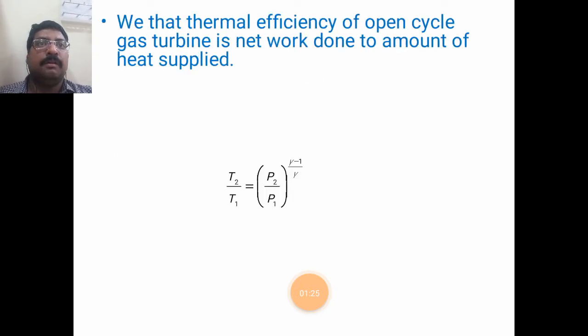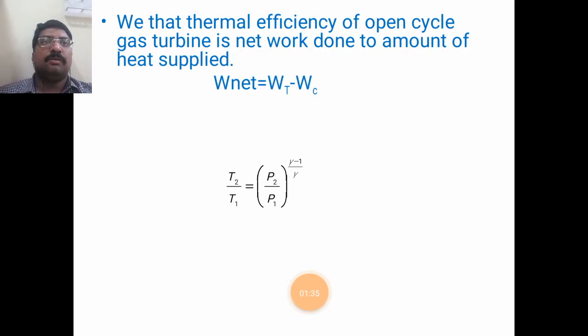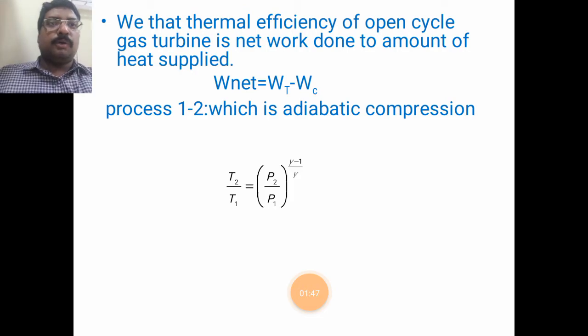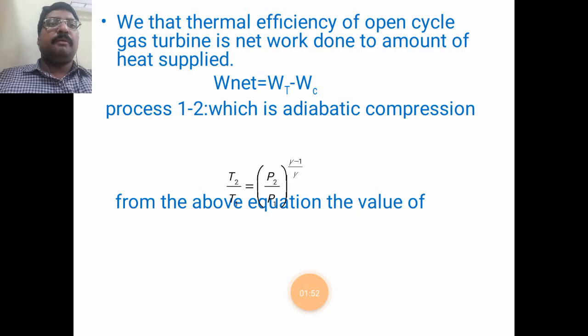To determine the thermal efficiency, it is nothing but the ratio of net work done to the amount of heat supplied. Net work done is equal to the difference between the turbine work and compression work. Now, to determine the values, we consider the process from 1 to 2, which is an adiabatic compression process. Adiabatic compression is PV to the power gamma equal to constant. From that relationship we can write T2 by T1 is equal to P2 by P1 whole to the power of gamma minus 1 by gamma.